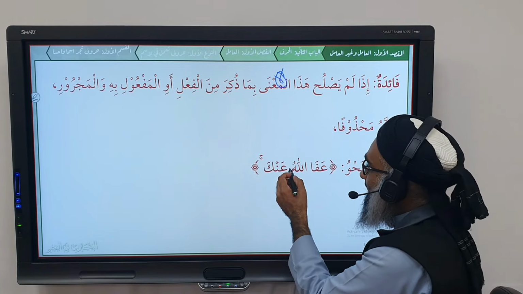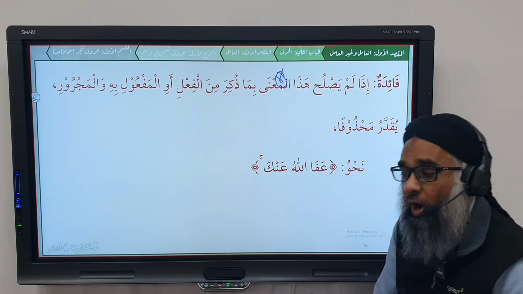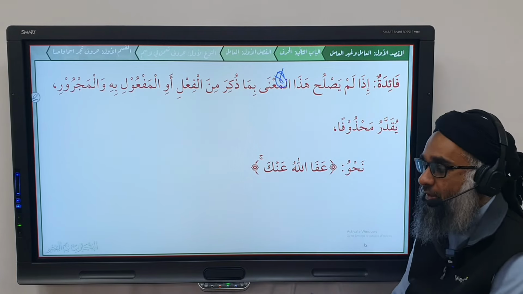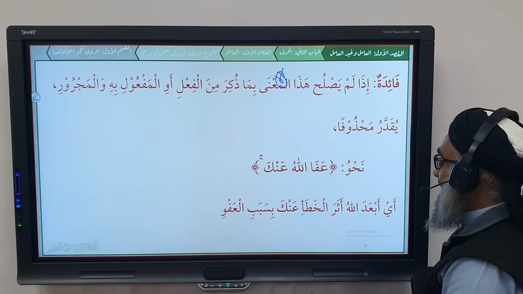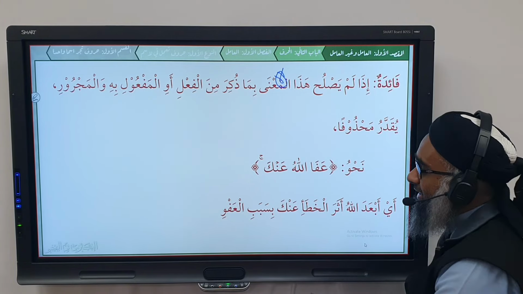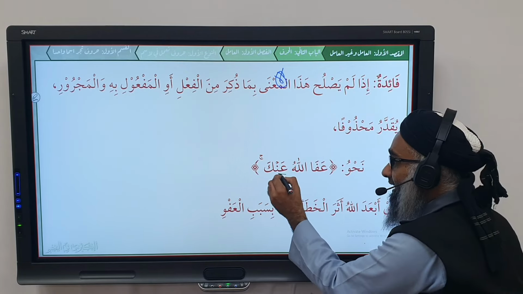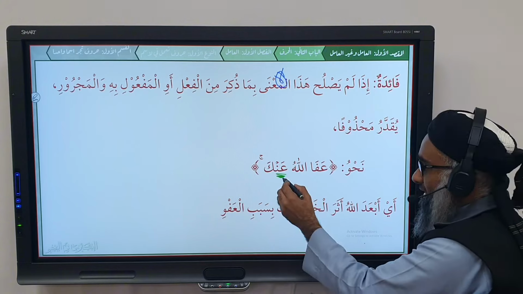Then you have عفا الله عنك. There's no مفعول به here. So none of those meanings are fitting, including the far away meaning, the ابتعاد from المجاوزة. So it's a مقدر محذوف. That's why he says here, أبعد الله أثر الخطأ عنك بسبب العفو. Some of us have mentioned something like this. Because أبعد عنك is ابتعاد, مجاوزة. So this is translated as أبعد.